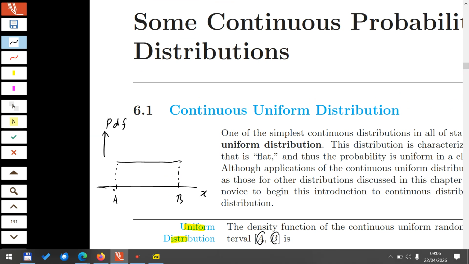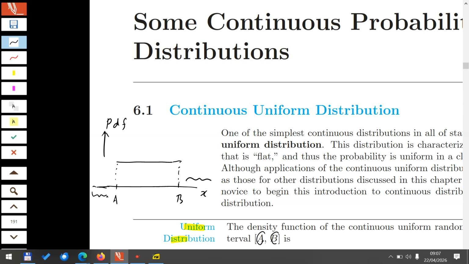So what will be the value of this PDF before A? Can you tell me? The same as for B. No, no, before A here, or before A, for this region and for this region. Probably 0. It has to be 0.